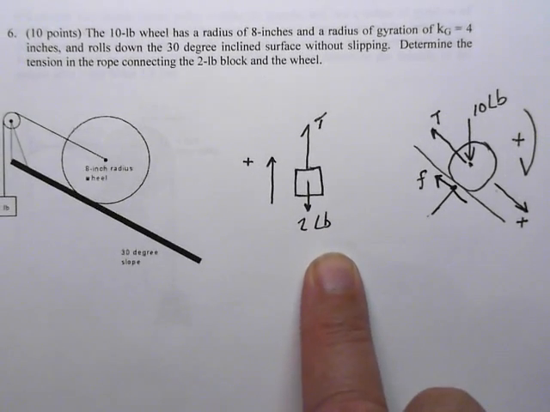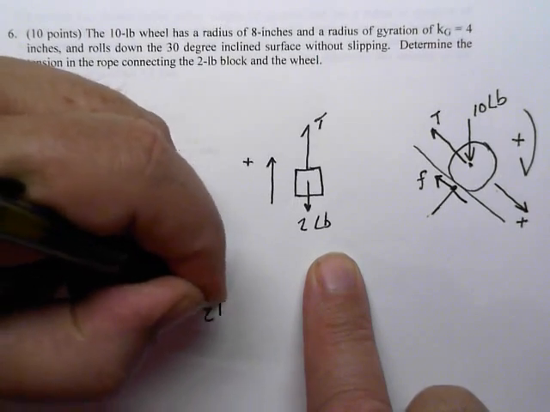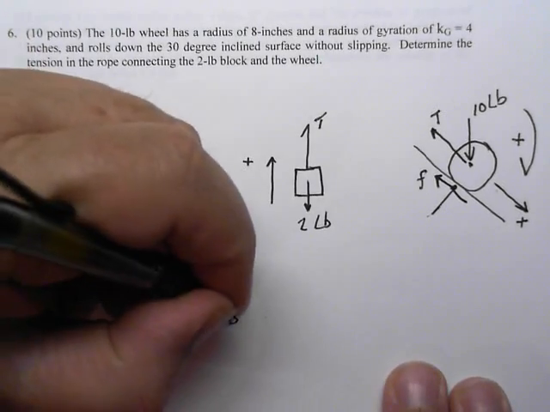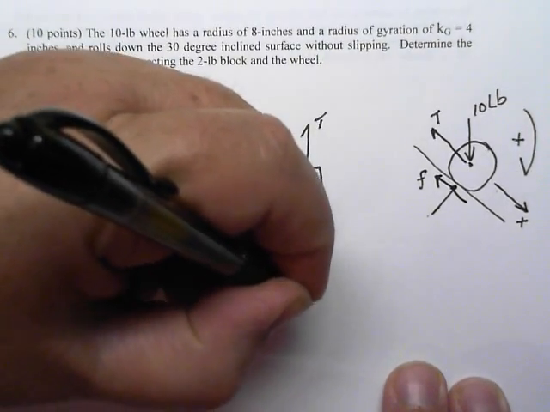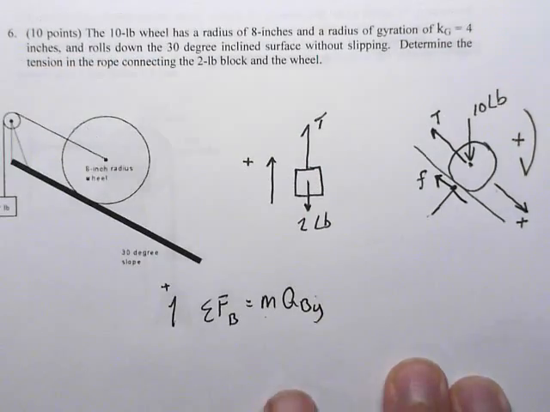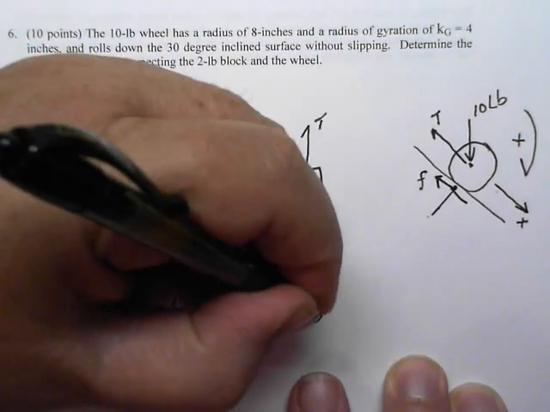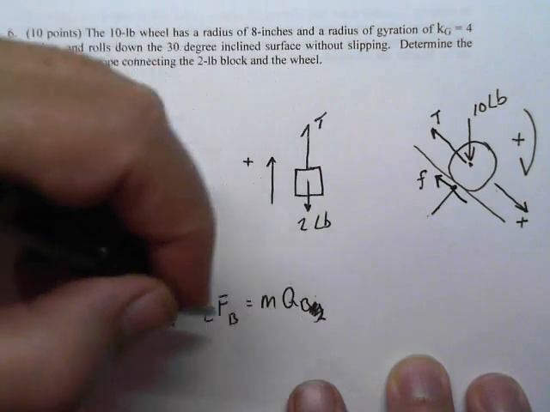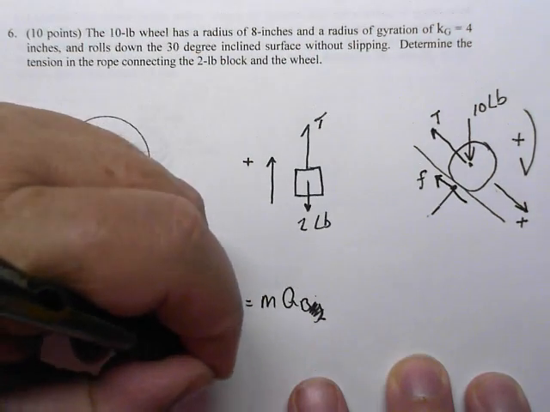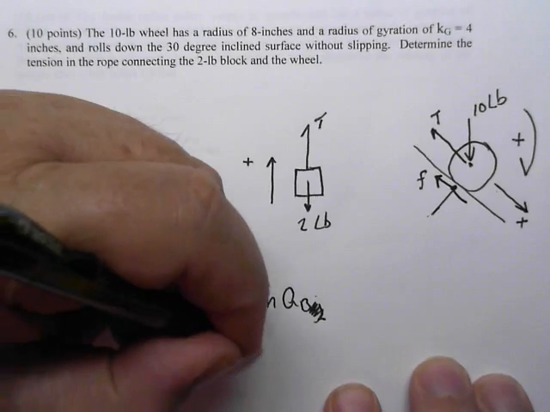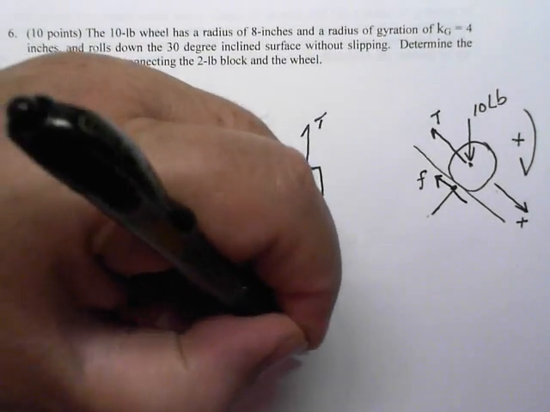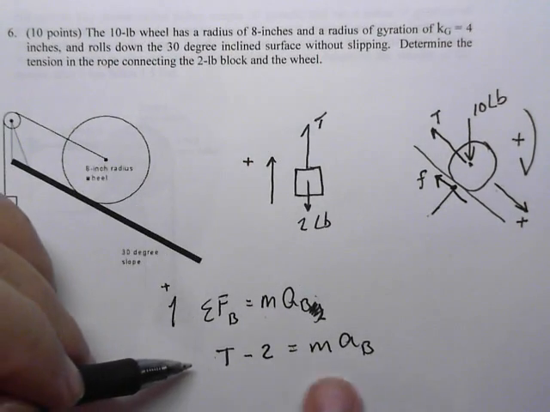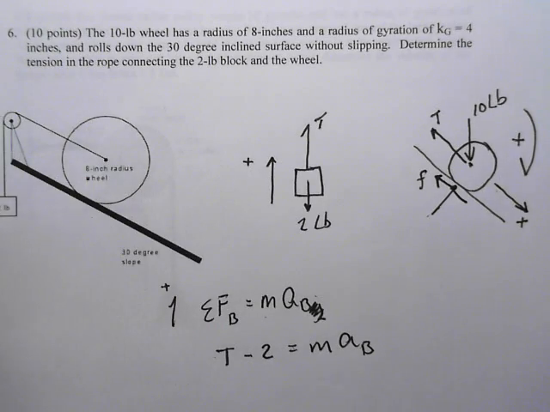So let's deal with the block first and say that the sum of forces on the block in the y direction is equal to mass times the acceleration of the block in the y direction. And the acceleration of the block is only in the y direction, so we don't need to call it that. And the force acting on the block is going to be T positive minus mg is equal to mass times the acceleration of the block in the positive direction, and I let my signs go according to that plus sign.